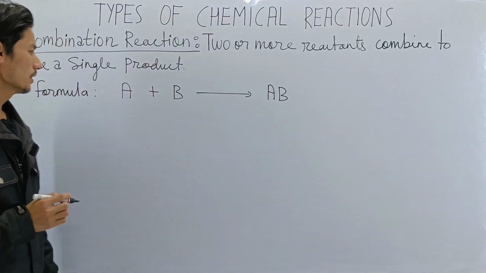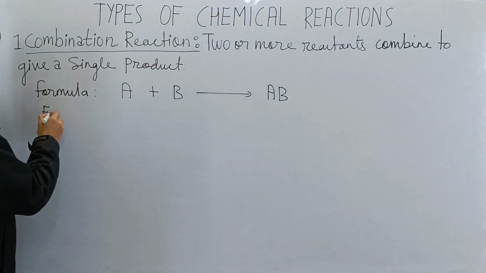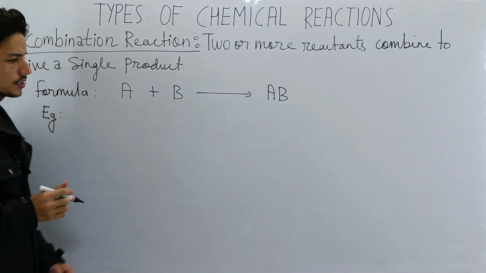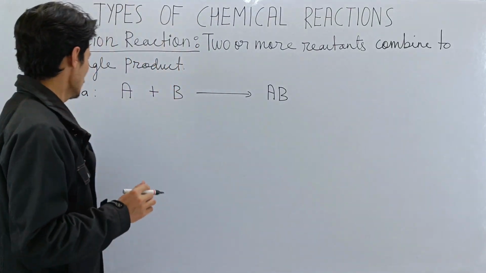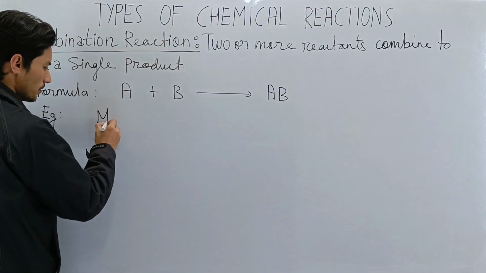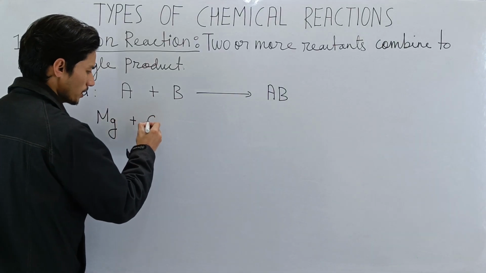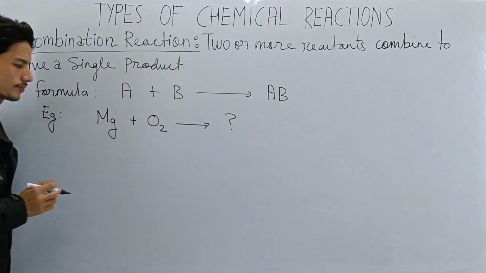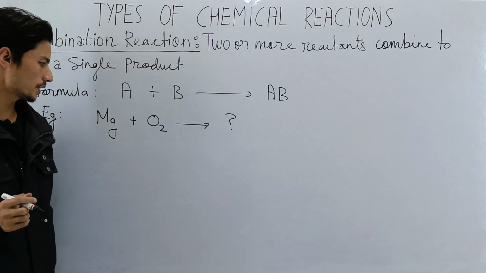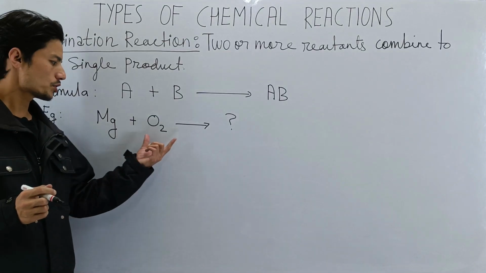Clear? All right. Now let's use an actual example from the textbook. There are examples given in the textbook, and we are discussing from the textbook only. One example is that of magnesium reacting with oxygen. Can you guess the product? Who knows the product? What happens when magnesium reacts with oxygen?